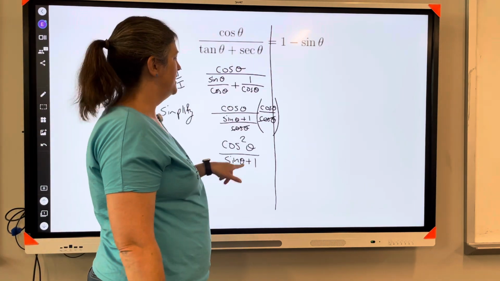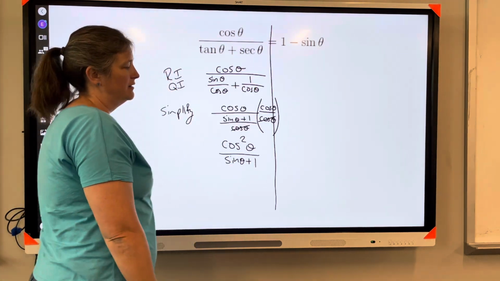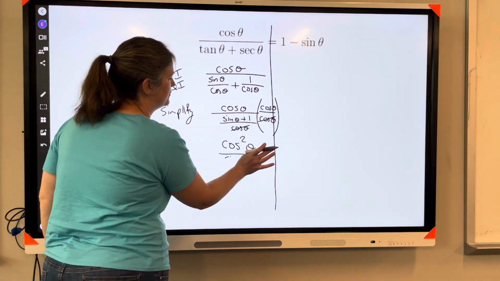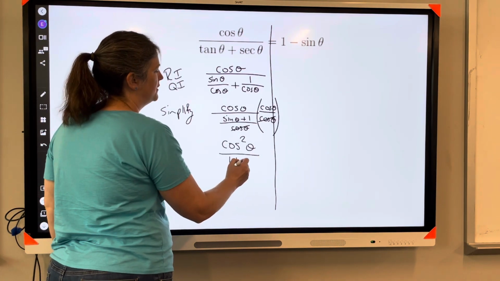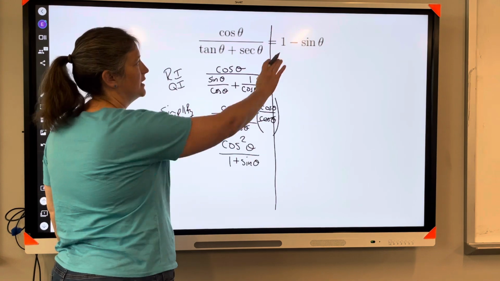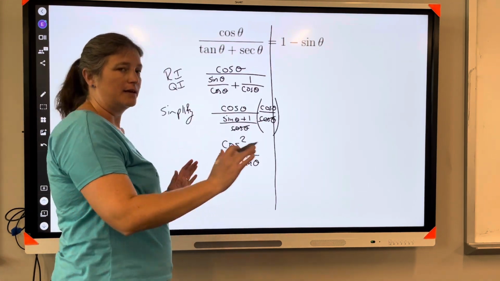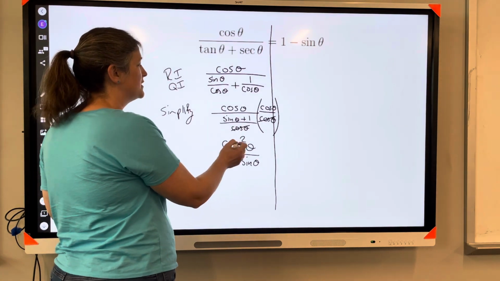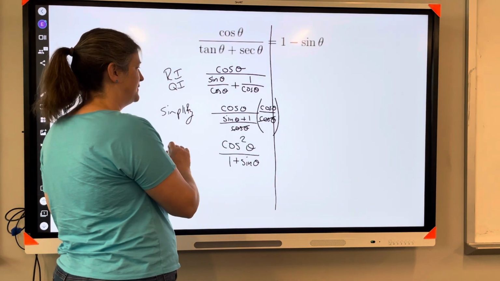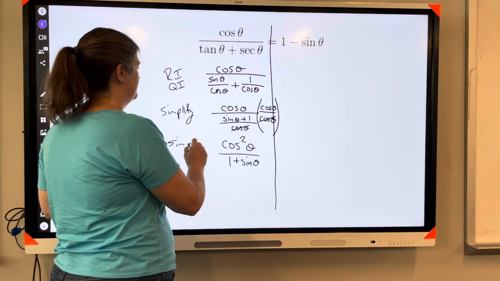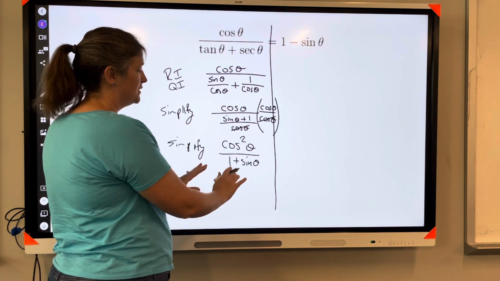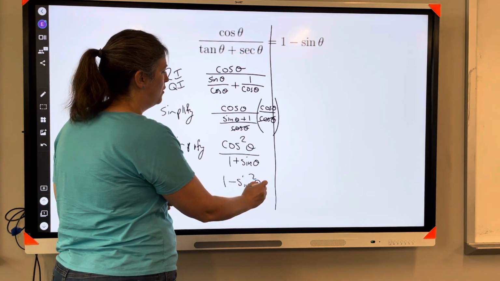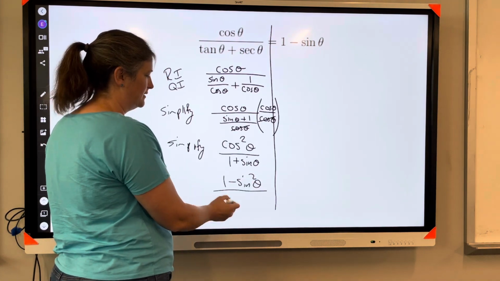These seem to be related in that they're kind of conjugates, but this is organized wrong. I'm going to reorganize this too. I'm going to make this 1 plus sine theta so that I can really think of it as 1 minus, as conjugates, right? Okay. Ooh, but cosine squared, this is just simplify again. Cosine squared is 1 minus sine squared. Oh, there's my difference of squares again.